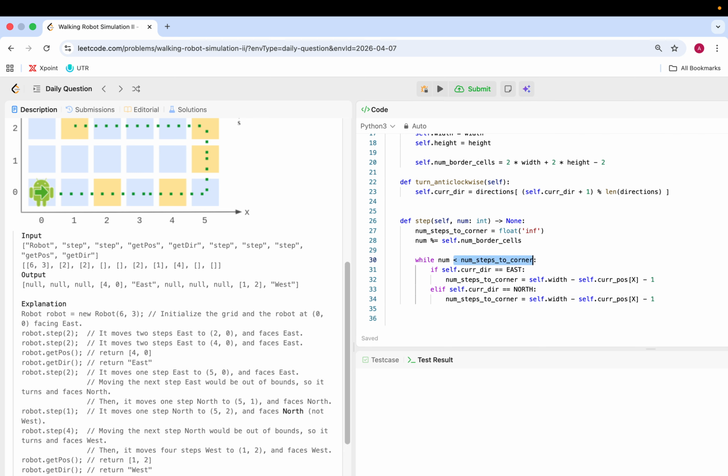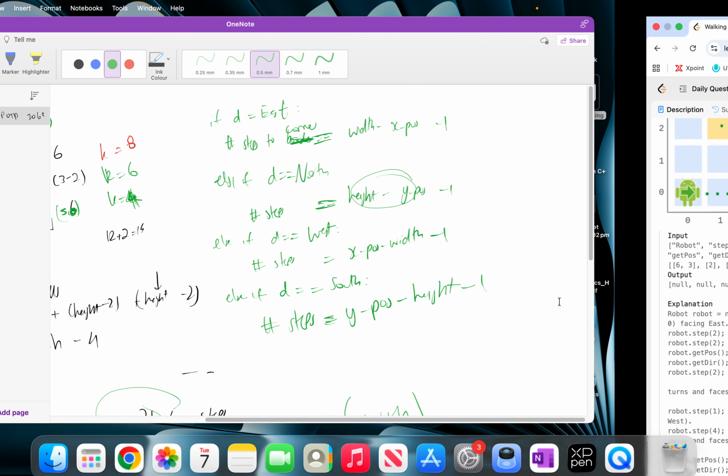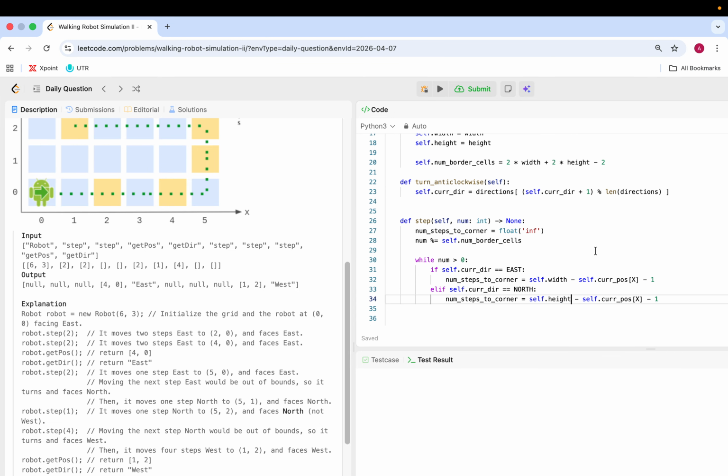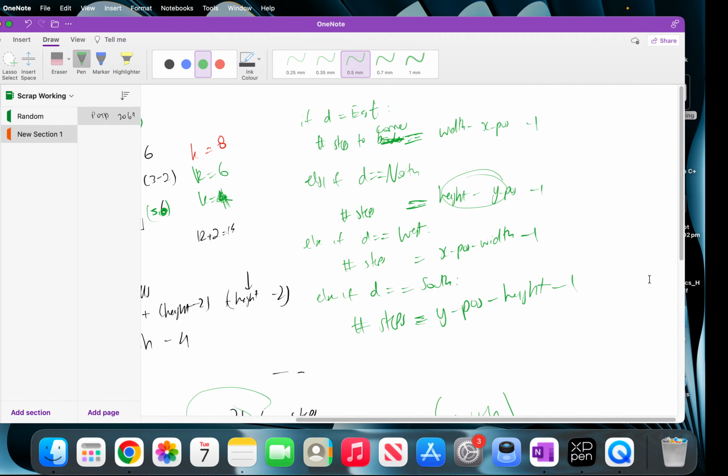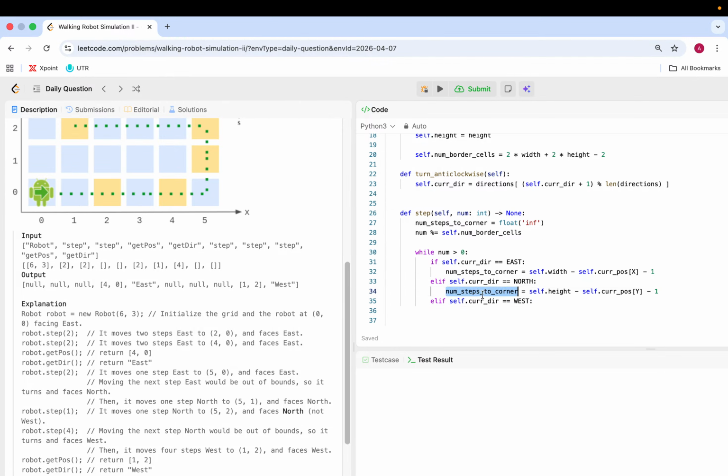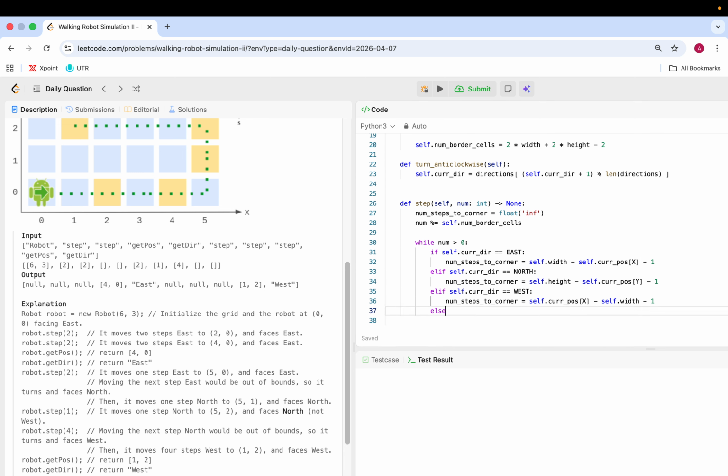Maybe I just have to say while num steps is greater than 0 or something, you know? And then num steps is what, height minus the y position minus 1. Elif self.current_direction is equal to west, I assume I did next. Then this guy is equal to self dot, no, it's the other way, isn't it? It's x position minus self.width minus 1. Obviously I could say else, but might as well be explicit.